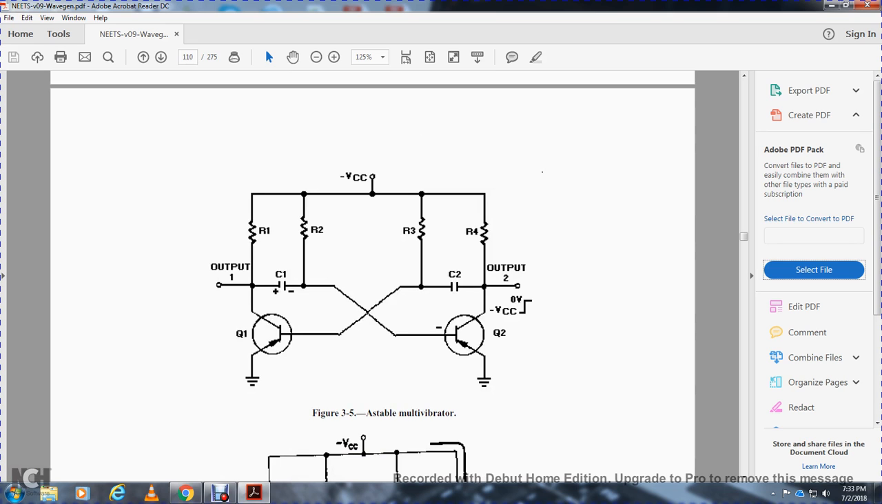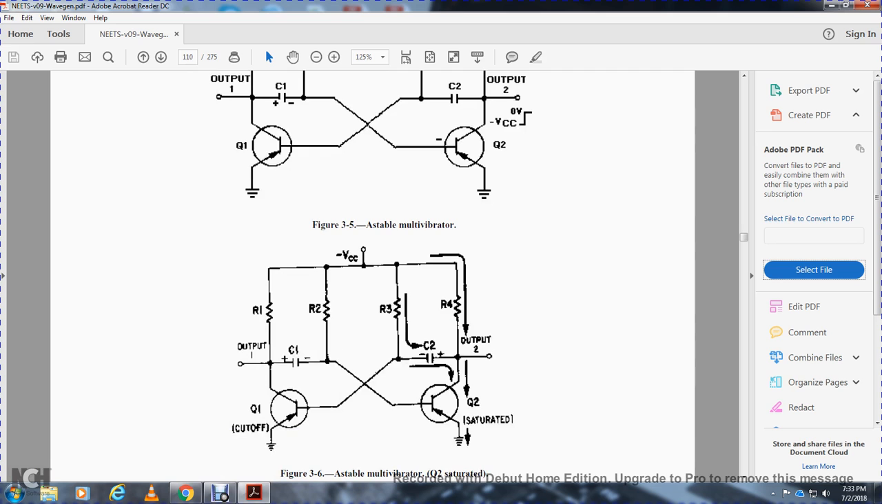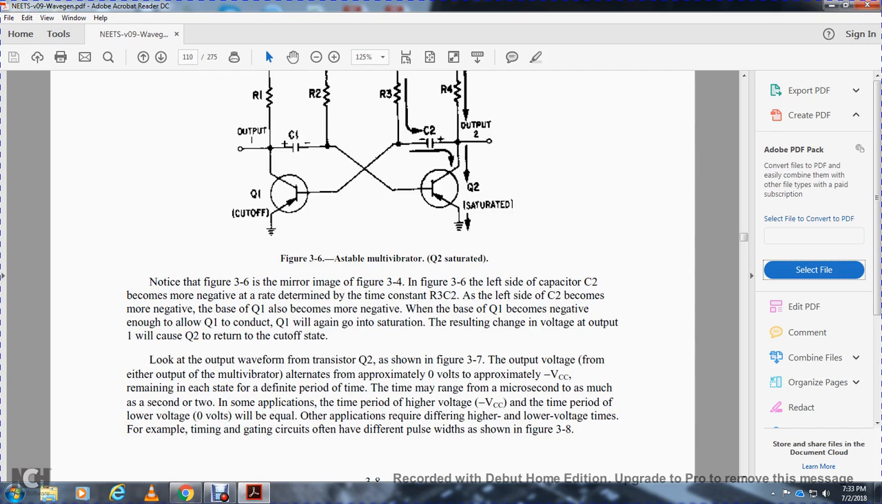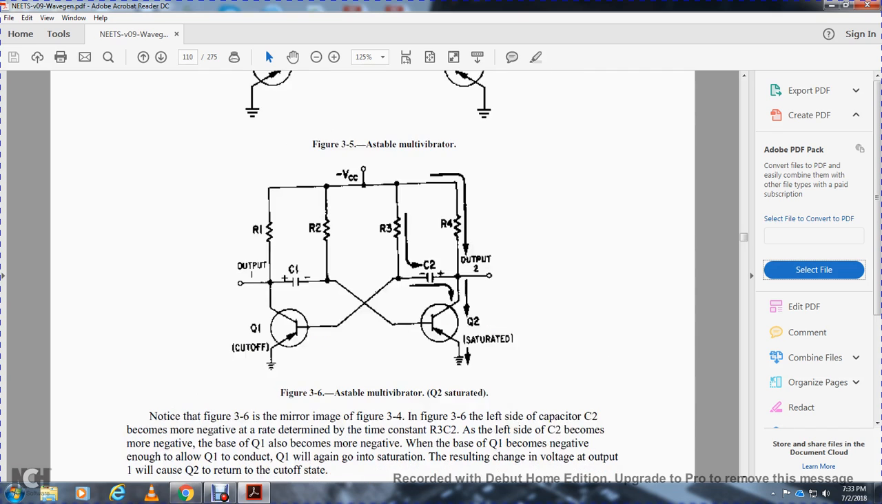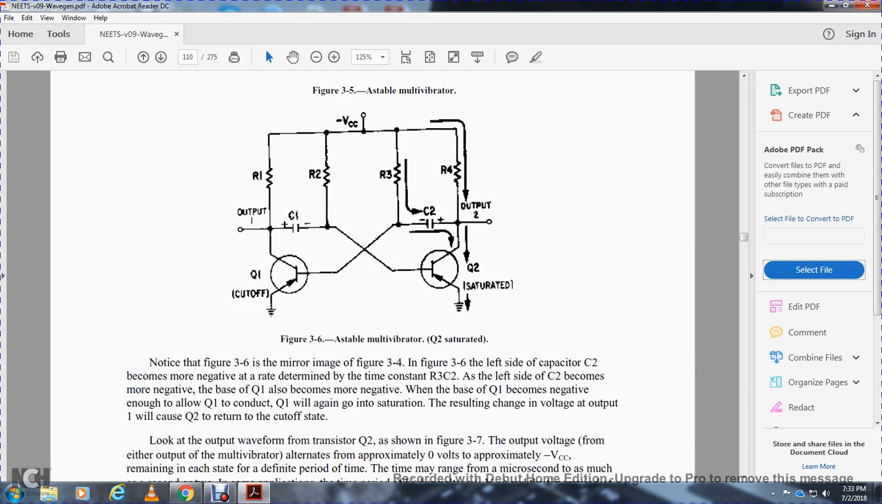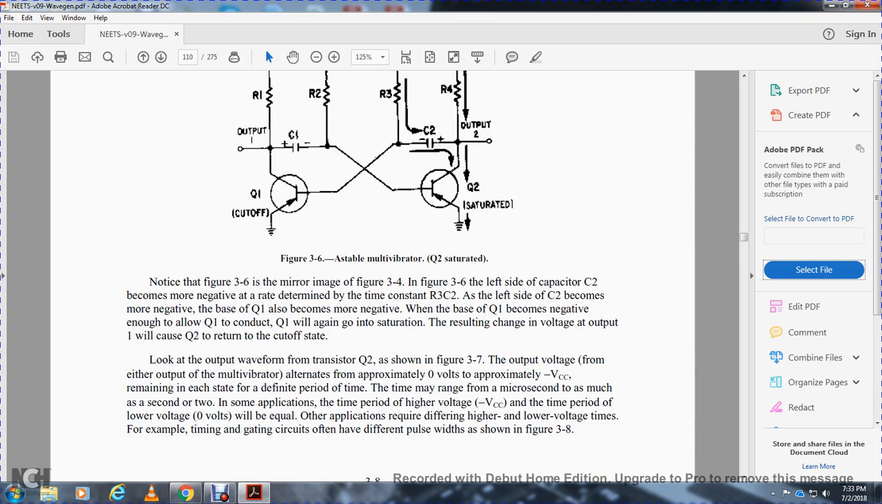Figure 3.5 shows the astable multivibrator. Figure 3.6 shows the astable multivibrator with transistor 2 saturated. Figure 3.6 is the mirror image of figure 3.4. The left side of capacitor 2 becomes more negative at a rate depending on the time constant of resistor 3 and capacitor 2. As the left side of capacitor 2 becomes more negative, the base of transistor 1 also becomes more negative, until it is negative enough to allow transistor 1 to conduct. Transistor 1 will again go into saturation, resulting in a change in its output voltage, which will cause transistor 2 to return to the cutoff state.